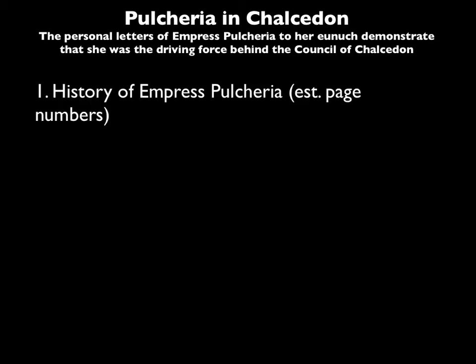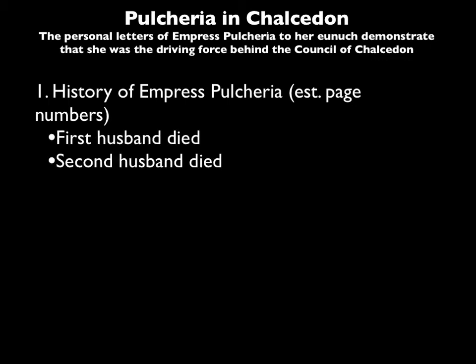So we have chapter 1, History of Empress Pulcheria. Let's just say that's 30 pages. Some things we want to talk about. Her first husband died, her second husband died. We want to talk about Pulcheria and her eunuch.